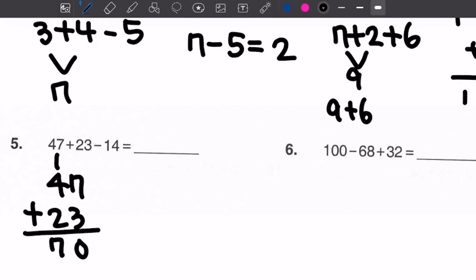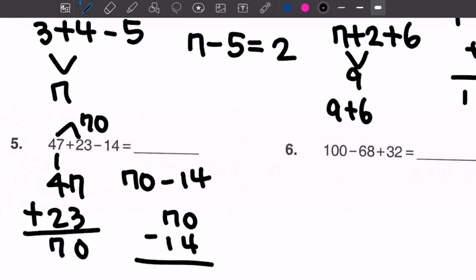Now, since this is 70, we're left with 70 minus 14. And 70 minus 14, if we do the subtraction, since we cannot subtract 4 from 0, we're going to borrow from the 7. And so instead of 7, we have 6. So 6 minus 1 is 5. And since we borrowed a 10 from the 7, we have a 10. So 10 minus 4 is 6. Therefore, 70 minus 14 is 56. Now we know that 47 plus 23 minus 14 is equal to 56.